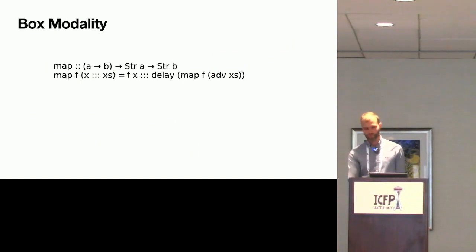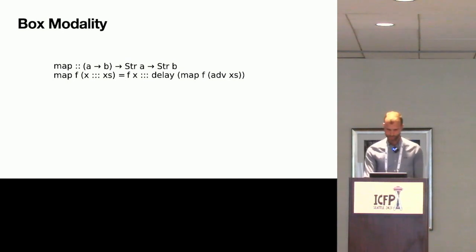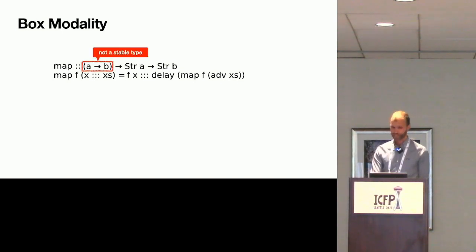So map doesn't work anymore, which is really too bad. And the problem is that function types are not stable, right? And why are they not stable? Well, what are values of a function type? They're closures, right? And these closures might contain values of arbitrary type, in particular non-stable type, right? So we should not allow these values to be moved arbitrarily into the future, right? So that's why they're not stable.